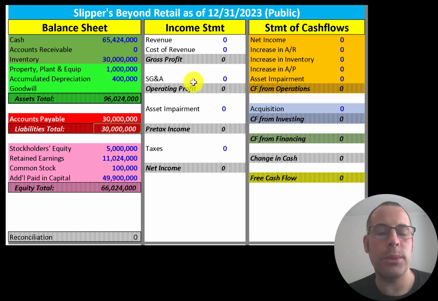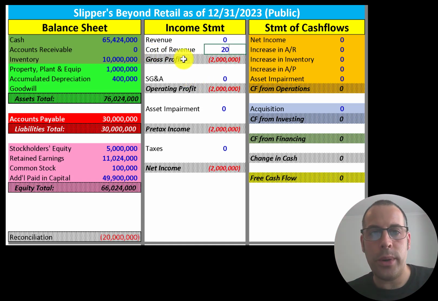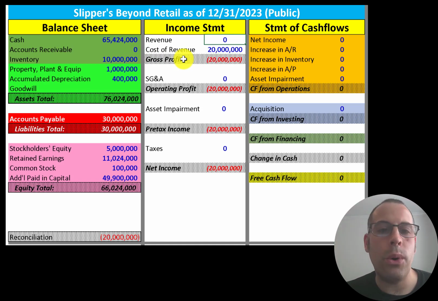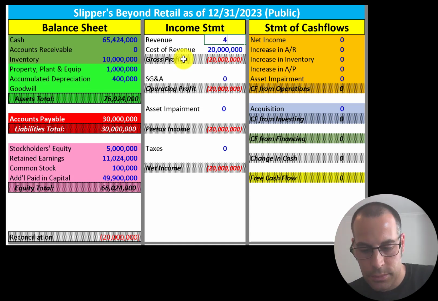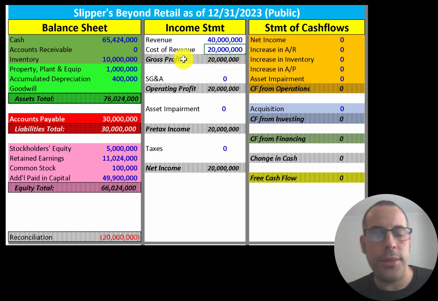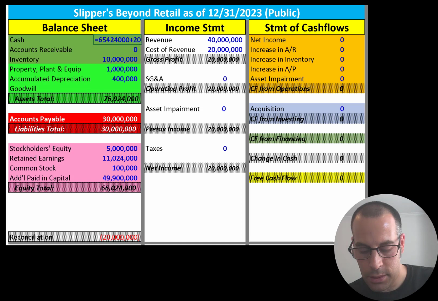This year, Walmart doesn't want all our inventory. They only want $20 million. And we're going to charge them $40 million. And we add $20 million to cost of revenue because that's how much it cost us. Now Walmart needs to pay us $40 million. But however they pay us, we still have to book $40 million as revenue. And they're going to pay us once again half in cash, half in receivables. So we'll add $20 million to cash and $20 million to receivables.